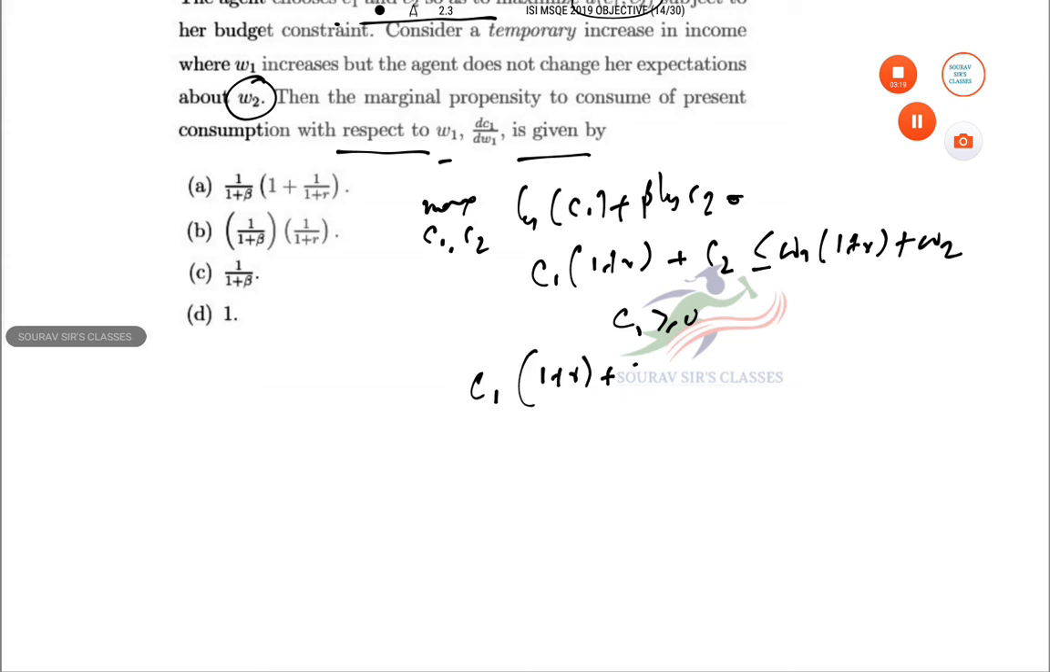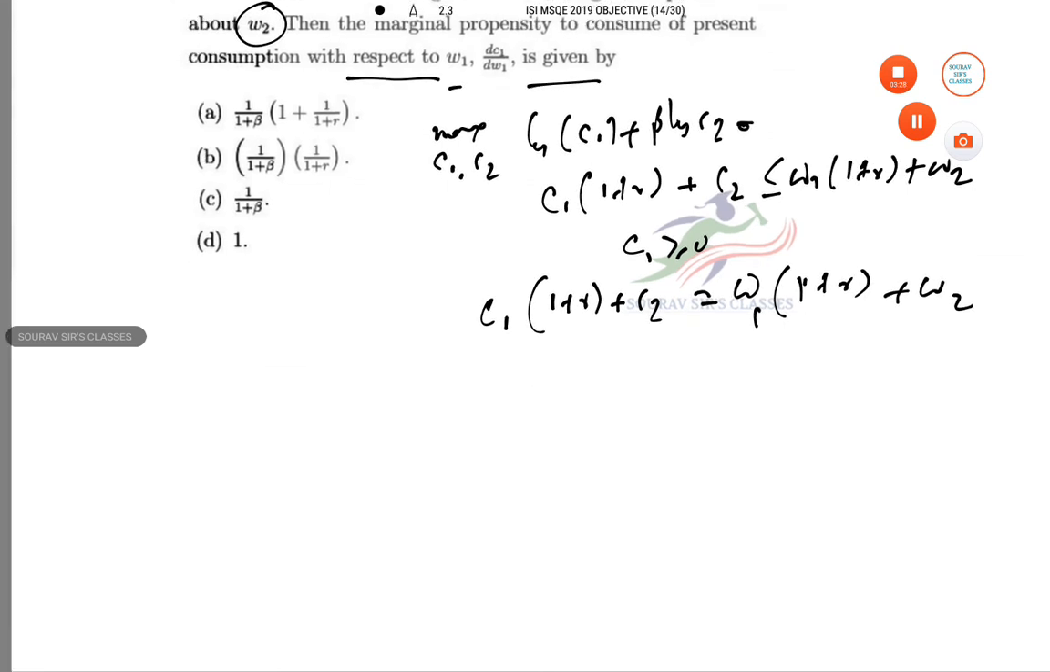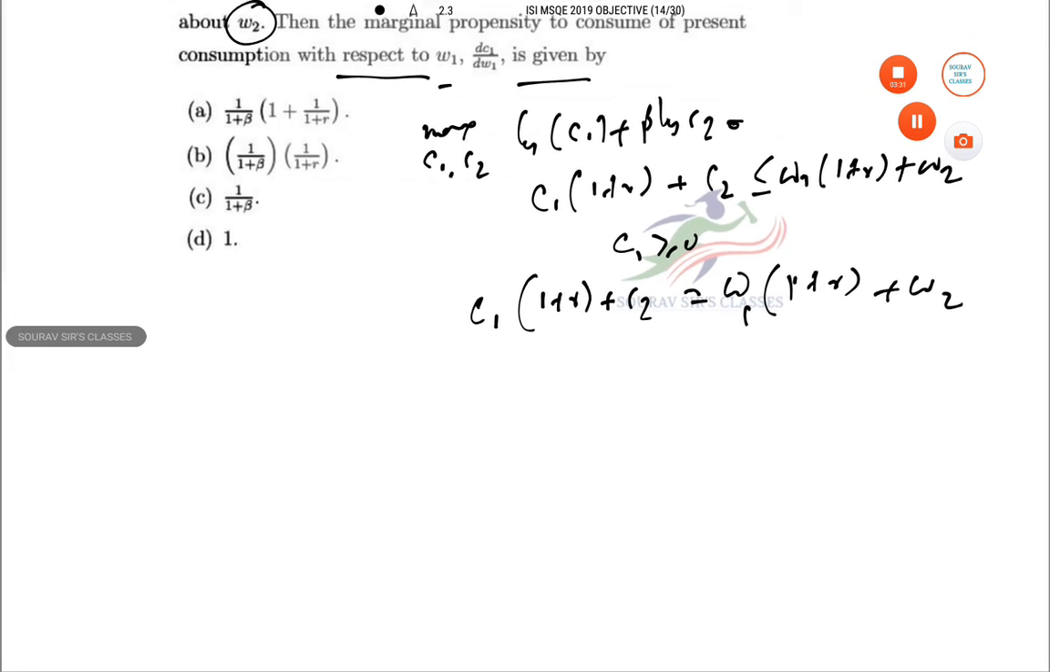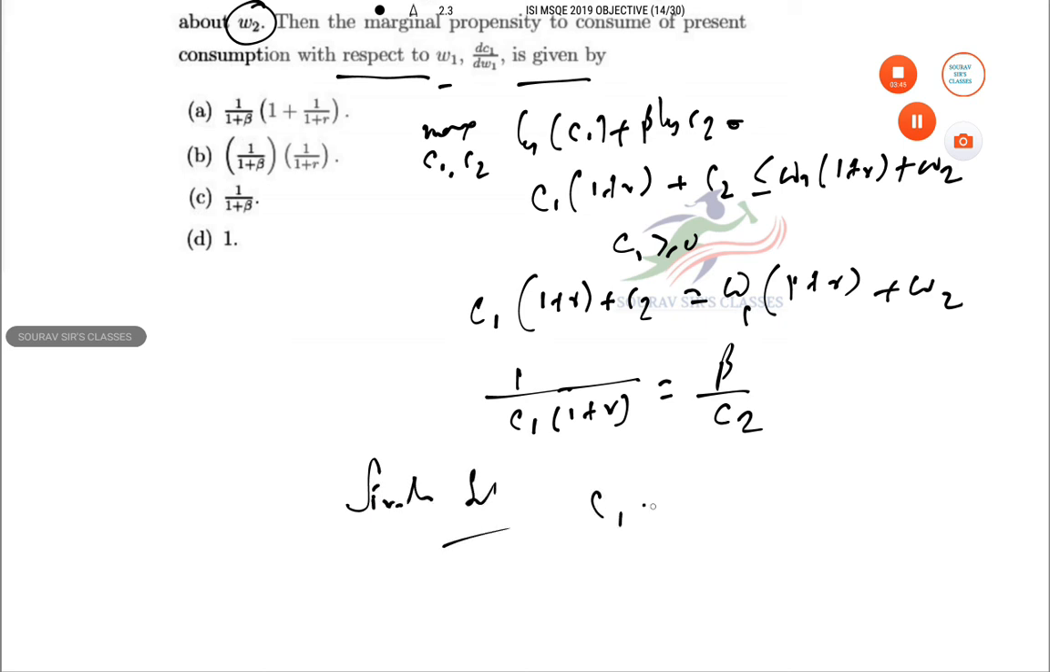So C1 into 1 plus R plus C2 equal to W1 into 1 plus R plus W2, very much direct theory. In addition, the ratio of the marginal benefits to cost from C1 must be equal to that from C2, so 1 by C1 equals beta by C2 times 1 by (1 plus R). Solving simultaneously, you can get the answer, that is C1 equal to 1 by (1 plus beta) times (W1 plus W2 by (1 plus R)). Hence the option number.